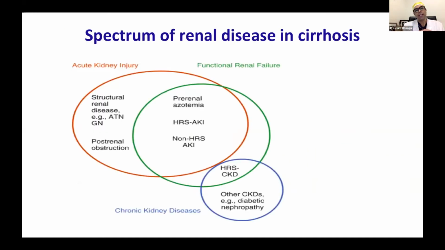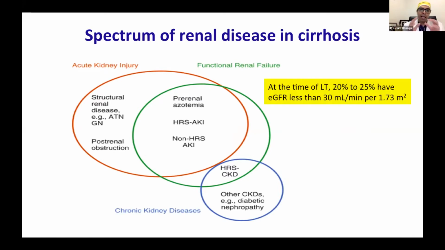We're all aware that there is a large spectrum of renal disease in cirrhotic patients, ranging from acute kidney injury to functional renal failure to chronic kidney disease. At the time of liver transplant, we have at least 20 to 25% of patients now with eGFR less than 30 ml per minute per 1.73 meters square. And if you look at functional renal failure, you're mainly looking at pre-renal azotemia, HRS-AKI, and non-HRS-AKI.